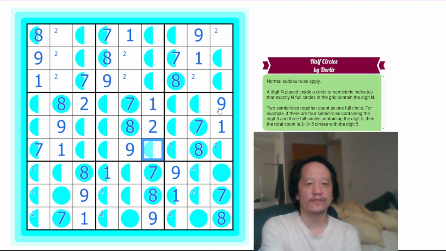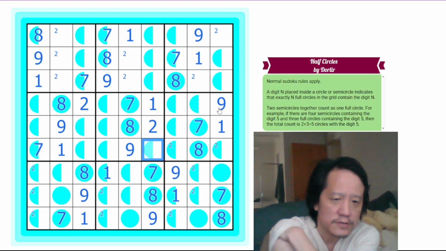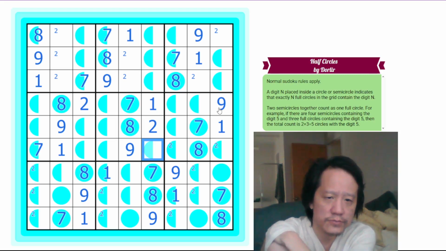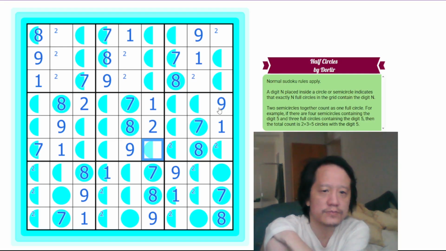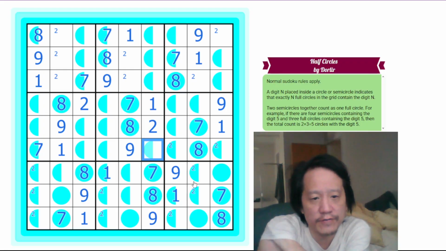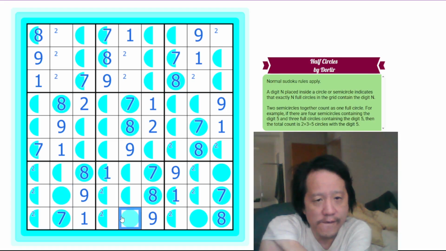So now we've accounted for 9s, 8s, and 7s. 6s... We have only 3... Okay. We have 1, 2, 3 full circles possible for a single digit.